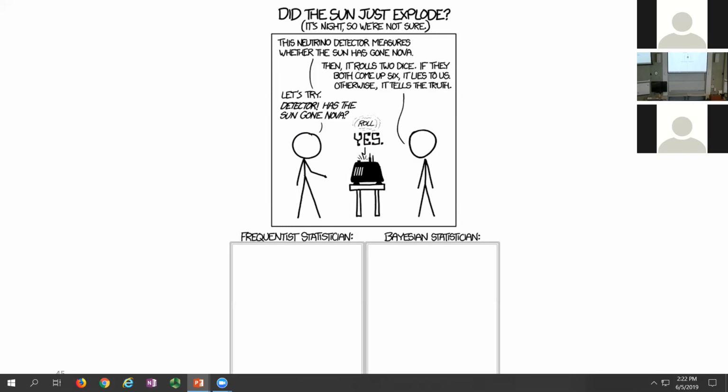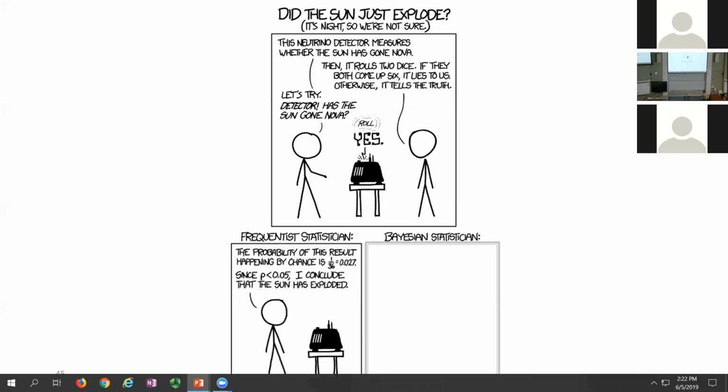So they decide, since it's nighttime, to try this nice invention out. And so they ask the detector, has the sun gone nova? You hear the dice roll, it tells you yes. And so we now have the outcome or conclusion from our neutrino detector, and we can see how our frequentist and Bayesian statistician might respond.